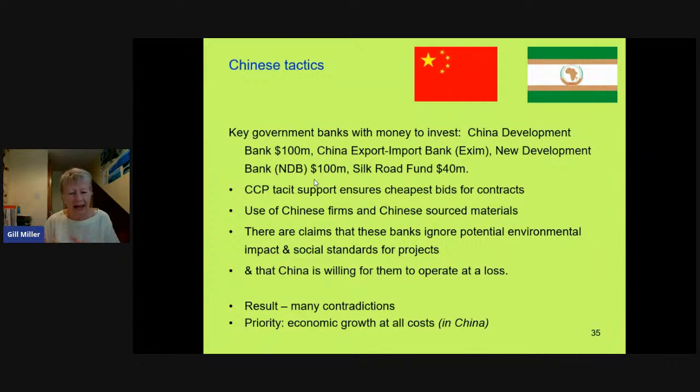There are claims that the firms which are supported are ignoring environmental impact, they're ignoring social standards, and these firms could invest at a loss. And China doesn't worry if they operate at a loss, as long as they are actually in Ghana, Angola, Mozambique, wherever. So within all of this, there are a lot of contradictions in Chinese trade and investment. It's all tied up with political expediency and diplomacy. But the bottom line here is important. For China, it's economic growth at all costs. That's what China wants, needs, and is going to continue needing.